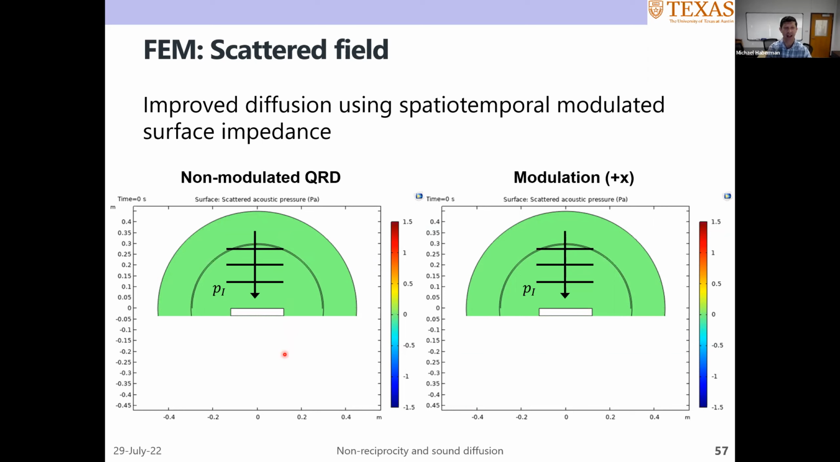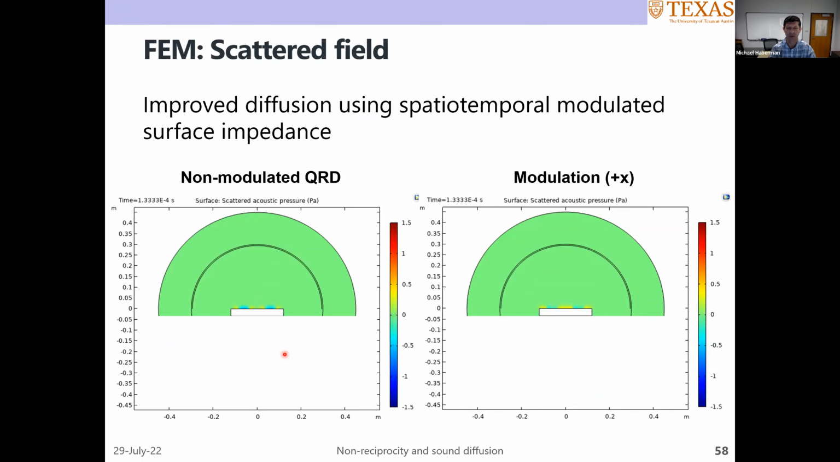And the result you're going to see is a time domain simulation, and it's just the scattered field. So it's going to look like it's emanating from there, but I've just removed the incident field. So you're not seeing the total field, you're just seeing the scattered field for clarity. Okay, so here's the unmodulated, here's the modulated.